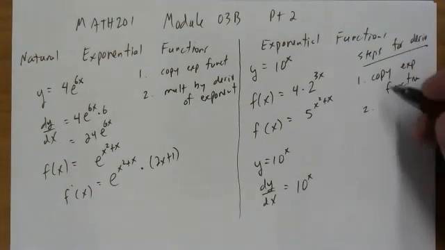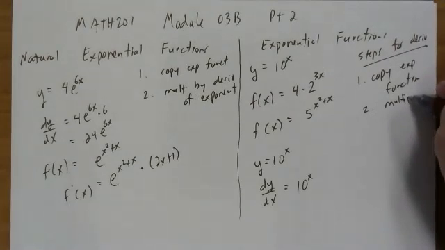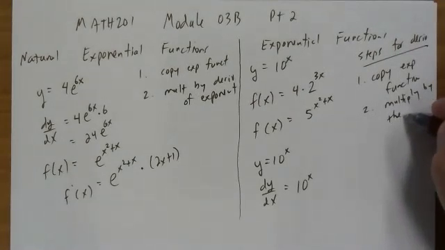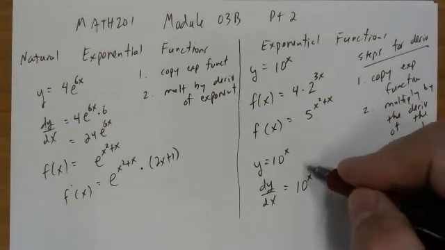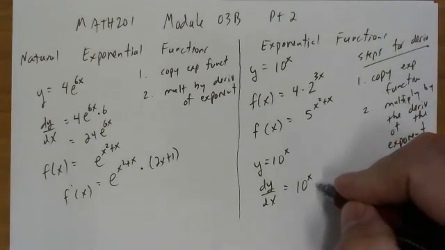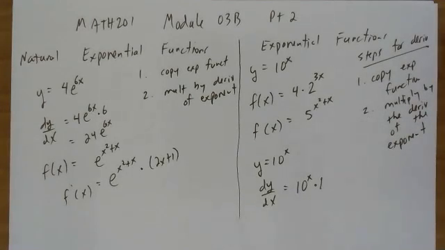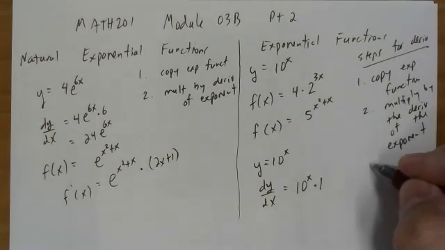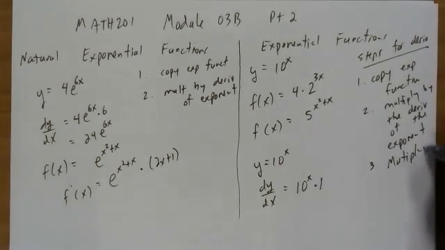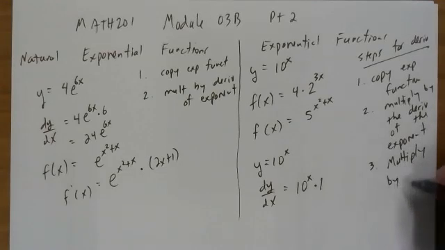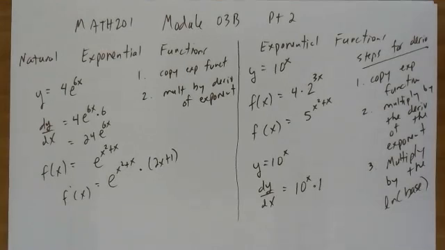Second step, same as over here: multiply by the derivative of the exponent. So in this case, the exponent's x, the derivative of x is just 1, which I multiply by 1. So what's interesting, the first two steps are the same. The difference is there's a third step here. And it's sort of funky, but here's the extra step. You multiply by the natural log of the base, right?